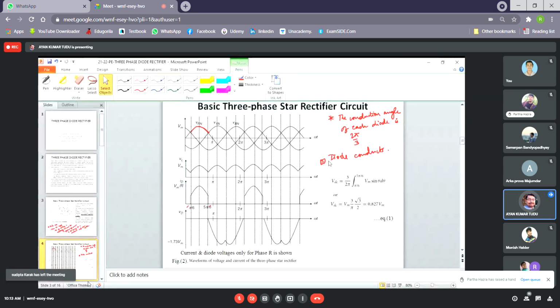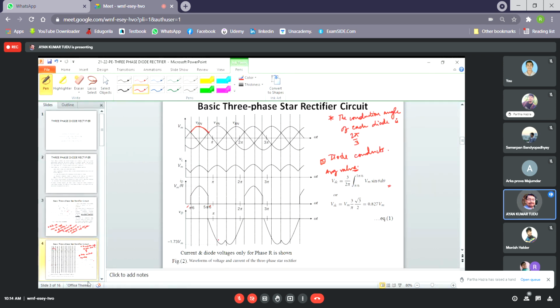So what is the average value? As you can see, the average value is written here. VDC equals 3 by 2 pi integral of pi by 6 to 5 pi by 6 Vm sin theta d theta. If we solve this, we get VDC equal to 0.827 Vm. Let this be our equation 1.